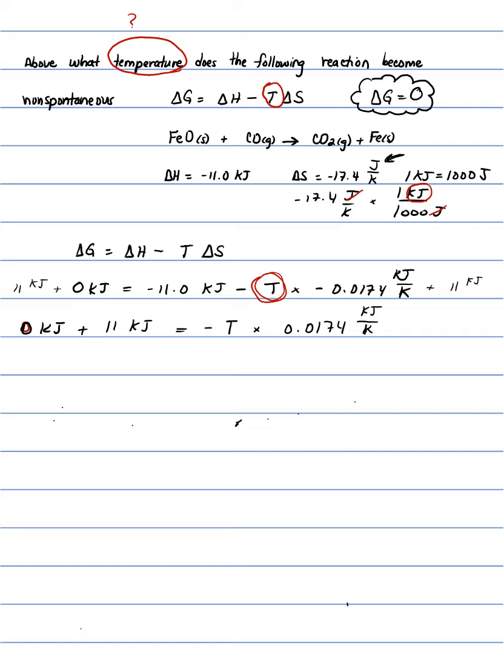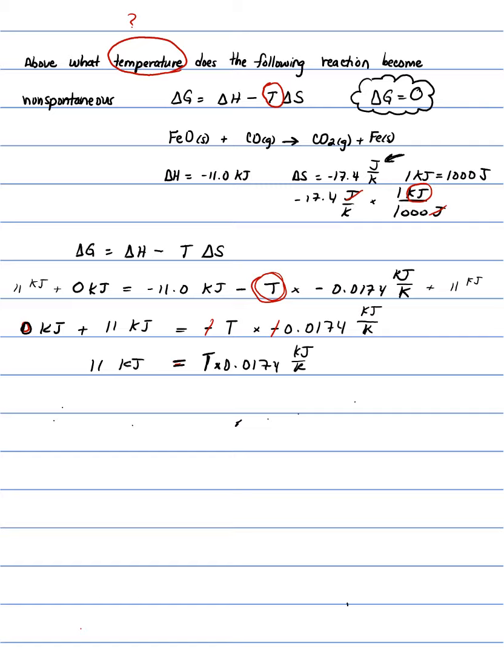you see how you have a negative and a negative, so you have minus T times negative, so those negative signs are actually canceling out. So you have 0.0174 kilojoules per Kelvin times T. And on this side you have 11 kilojoules, 0 plus 11.